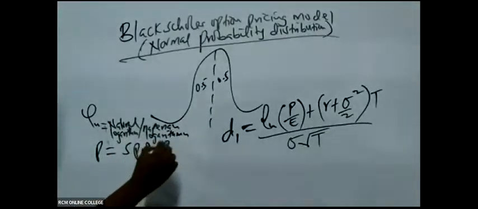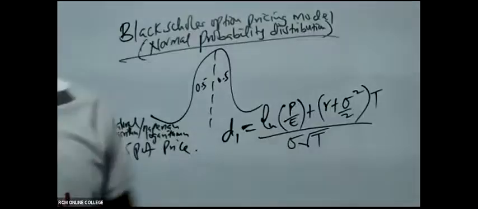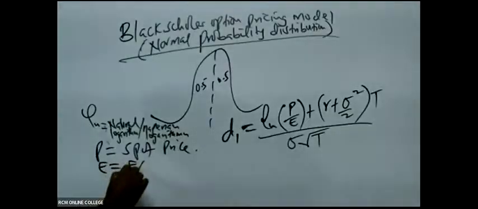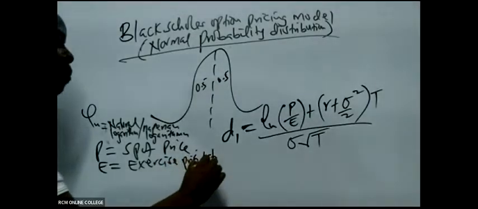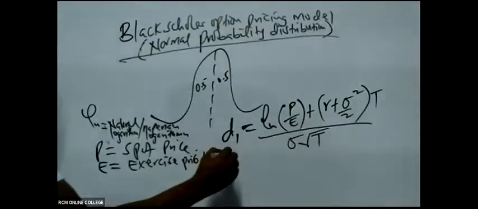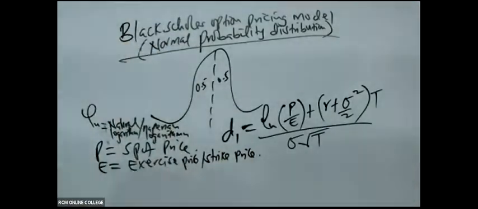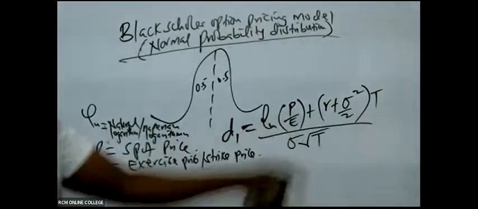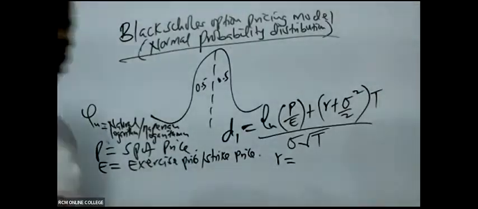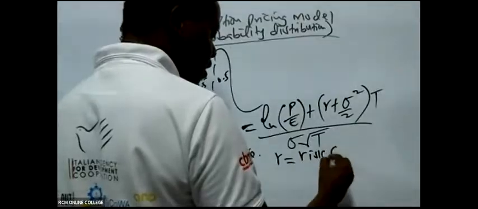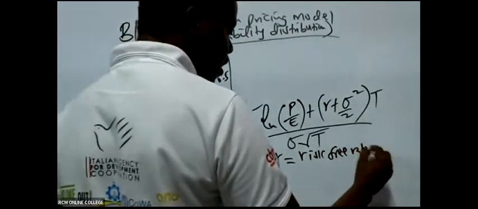P is the spot price. E is the exercise price. Sometimes they call this one the strike price, so you need to be very careful. Then R is the required rate of return, the risk-free rate of return.